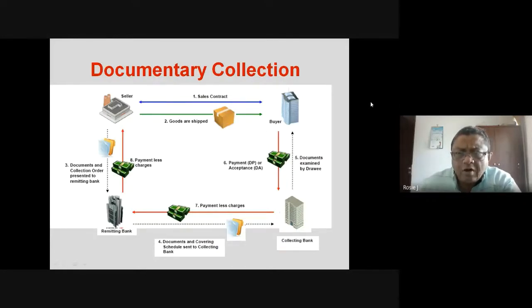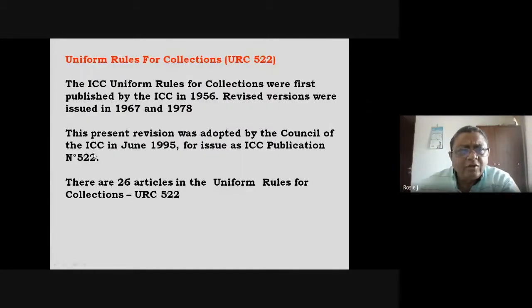A little more on the collections, we will just go through this slide. I put some important points on these slides, you can read and understand, but I'll tell you. Now the uniform rules, I said the ICC has rules for document credit and for collection. This is what you call collection. Uniform Rules for Collection, you call URC 522, when banks are getting involved. So you see, ICC, these are rules. These are just information. There are 26 articles in the uniform rules. Okay, right? This is not so much.